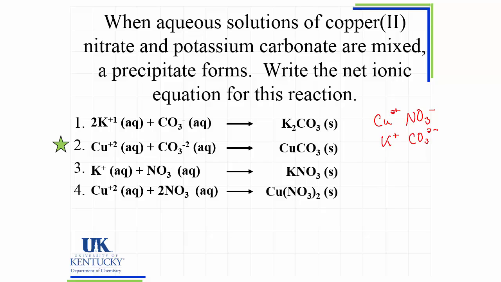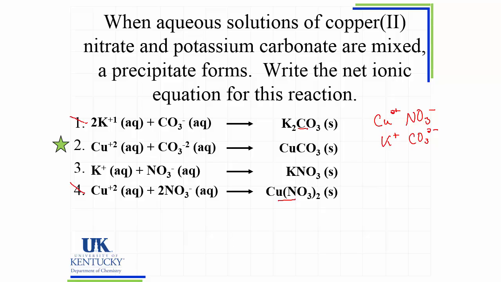We know that copper nitrate is soluble because it was an aqueous solution. We were given that information in the problem, as was potassium carbonate. Therefore, we know that neither 1 nor 4 can be our answers because we're simply looking at the same product, and we already know that those two substances are soluble.